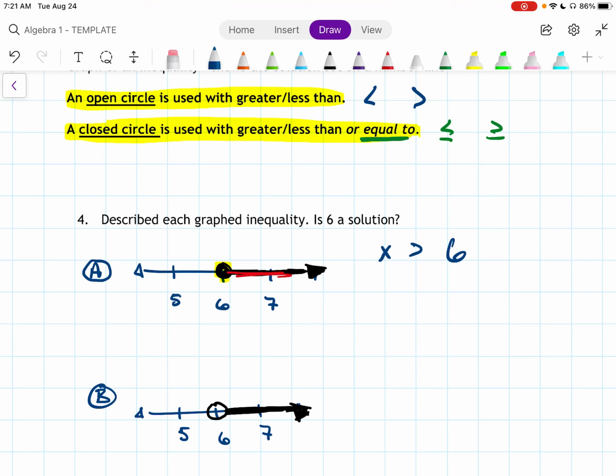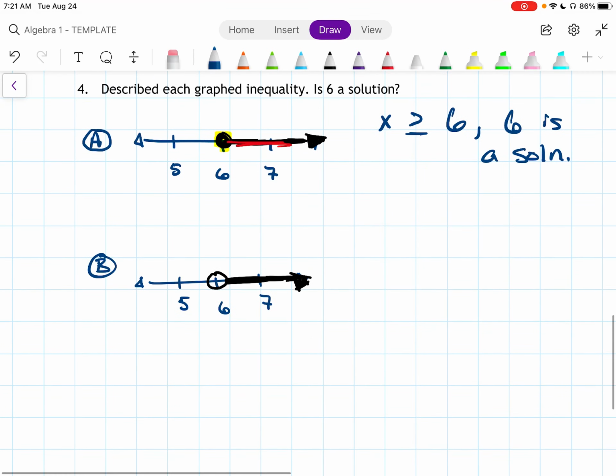Look at part B for just a second. If you look right here, that's an open circle. This is a closed circle. That's what I mean by open and closed. So since A has a closed circle, we're going to put another line there. So that's the inequality. And then it says, is 6 a solution? We're going to say yes, 6 is a solution. That's what that closed circle means. It means that that number is included, right? x is greater than or equal to, so or equal to.